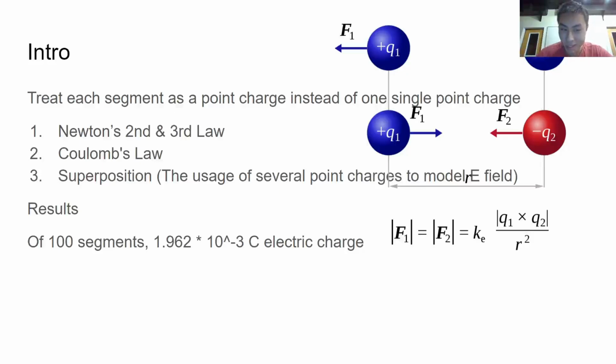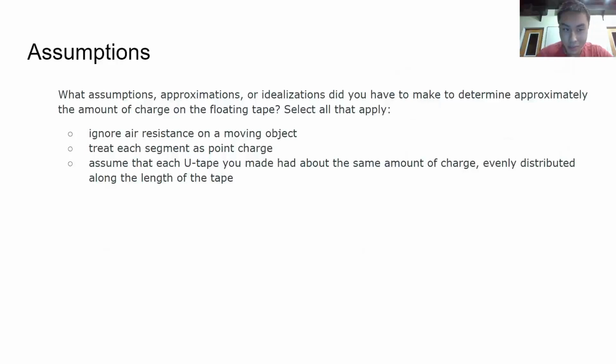Now, the result is that of 100 segments, we get about 1.962 times 10 to the negative third coulombs of electric charge. For some assumptions, we're going to ignore air resistance on the moving object since we're not going too terribly fast. It's not windy inside, or hopefully it wasn't.